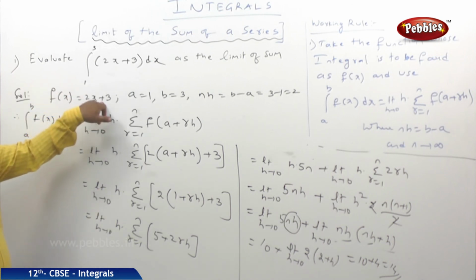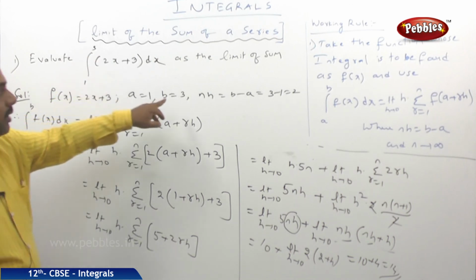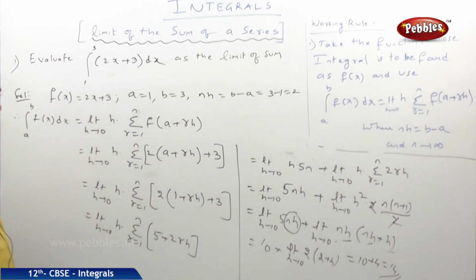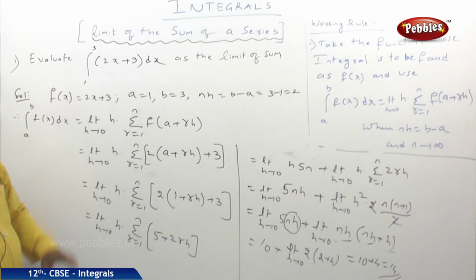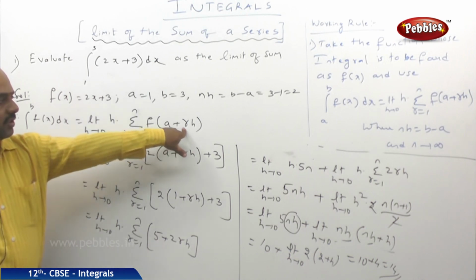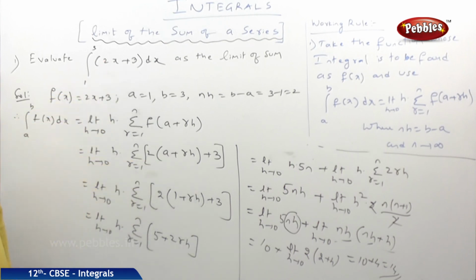So once again I am explaining this problem. We need to take f of x is equal to 2x plus 3, where a is equal to 1, b is equal to 3, and nh is equal to b minus a, that is equal to 3 minus 1, 2. So integral a to b f of x dx is equal to limit h tends to 0 h into summation r is equal to 1 to n f of a plus rh. So f of a plus rh means in place of x, a plus rh is there. So in place of x I substituted a plus rh, and the rest goes as calculation.